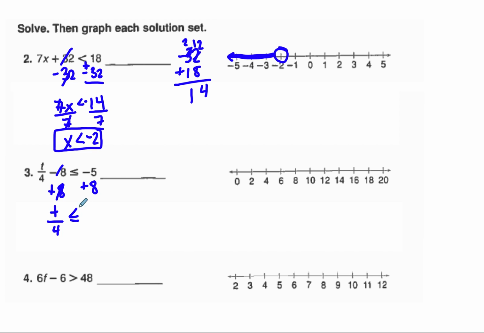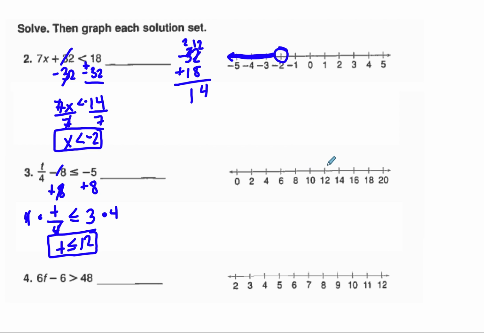is less than or equal to, and then over here, different signs, find the difference. -5 plus 8 is +3. Then I'm going to multiply by 4, because multiplication and division are inverse operations. 4 divided by 4 is 1, so I'm left with t. I multiply by a positive number on both sides, so it's going to stay a less than or equal to. And then 3 times 4 is 12. So my solution here is t is less than or equal to 12.